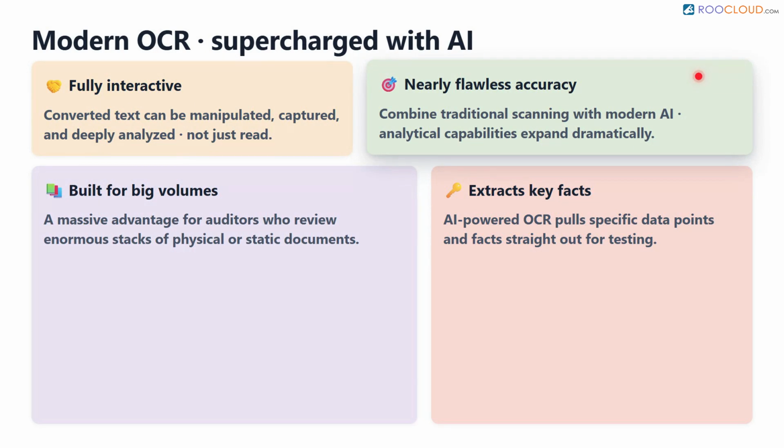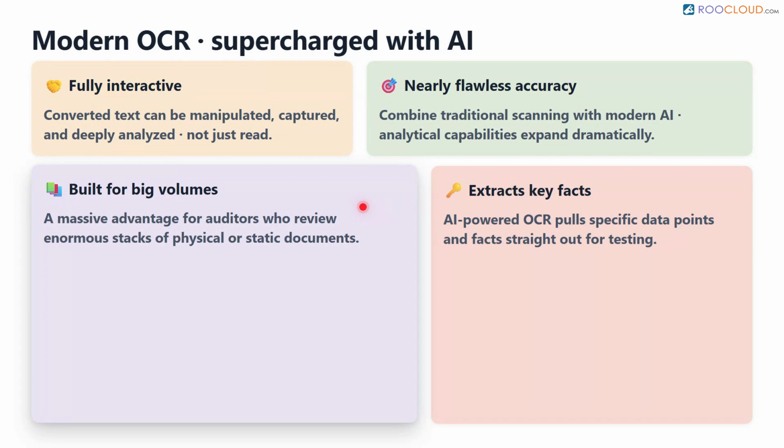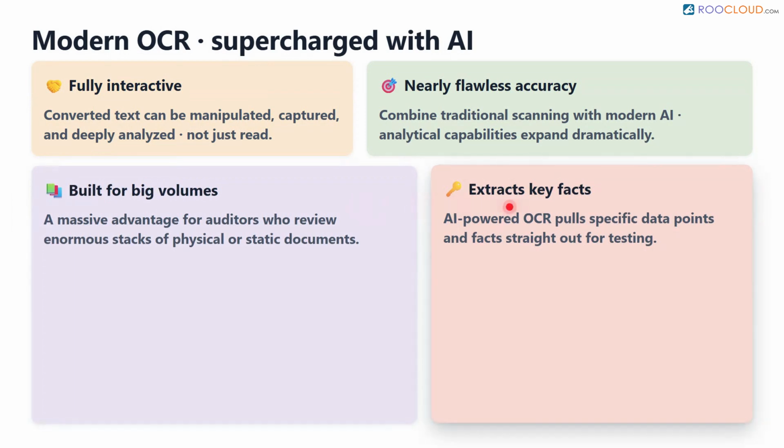When you combine traditional optical scanning with modern artificial intelligence, the accuracy becomes nearly flawless, and the analytical capabilities expand dramatically. This is a massive advantage for auditors, who frequently need to review enormous volumes of physical or static documents. Artificial intelligence-powered OCR can instantly extract key facts and specific data points for testing.